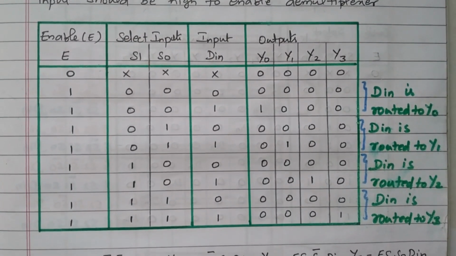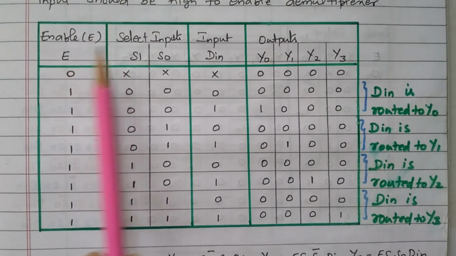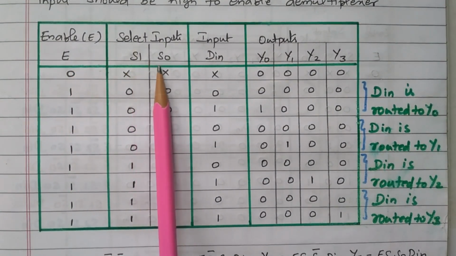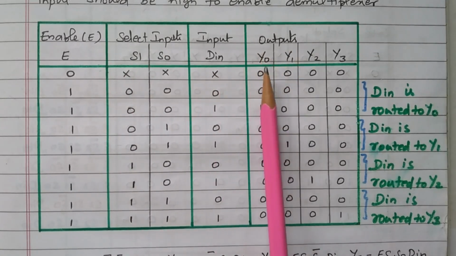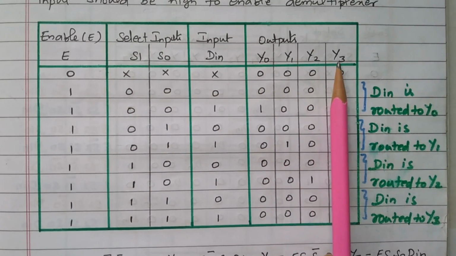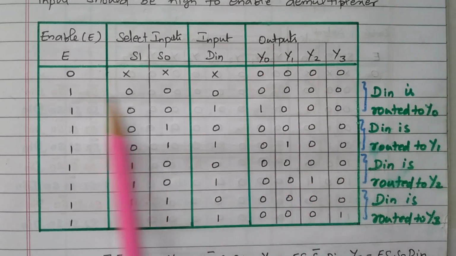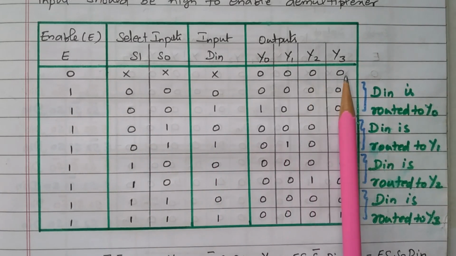The 1:4 demultiplexer truth table. So this is the enable input E. The selection inputs are S1 and S0. This is the input data Din. These are the outputs Y0, Y1, Y2 and Y3, right? Y0 is the LSB, Y3 is the MSB, right? Enable, selection inputs and outputs.